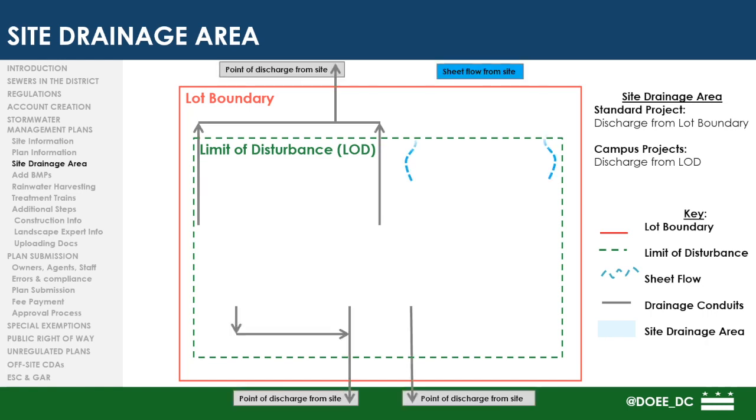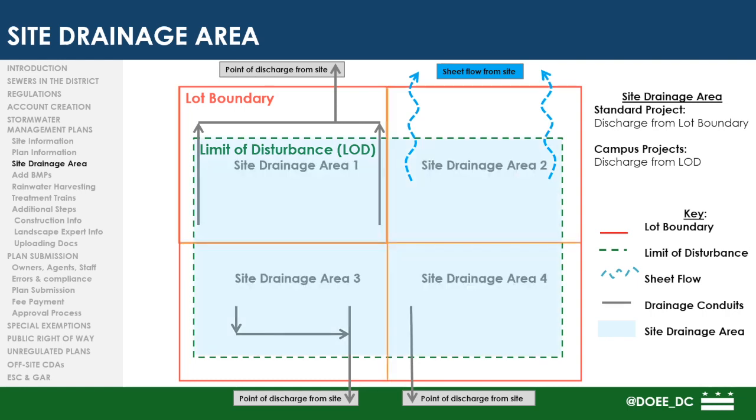Remember that a site drainage area is an area that drains to a single discharge point. Let's look at how water flows off this example project site. For a standard project, start at where the water discharges from the lot boundary and then work backwards. This will help you determine the site drainage areas within the limit of disturbance. For a campus project, you will create the site drainage areas based on where the water is discharged from the limit of disturbance. In this example, site drainage area 1 would then be subdivided into two smaller site drainage areas, 1 and 5.